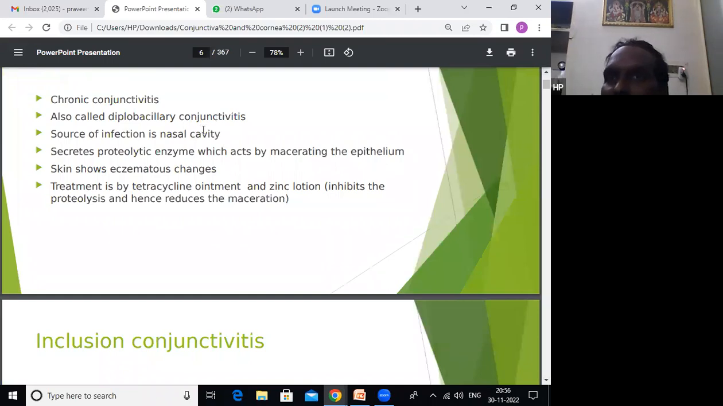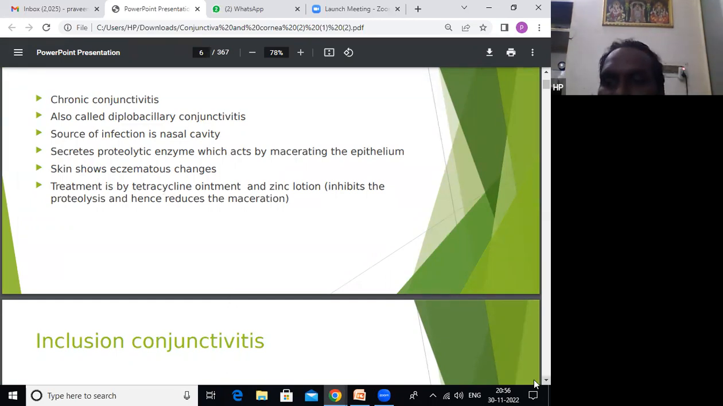Here the important point we should remember is that this type of conjunctivitis is caused by the diplobacillus, and the source of infection is the nasal cavity. This organism secretes a proteolytic enzyme, which acts by macerating the epithelium, and the skin shows eczematous changes. So the question is, which of the following types of conjunctivitis is associated with eczematous changes in the surrounding skin? Viral conjunctivitis, bacterial conjunctivitis, diplobacillary conjunctivitis, something like that. This is a standard question which has been asked repeatedly.